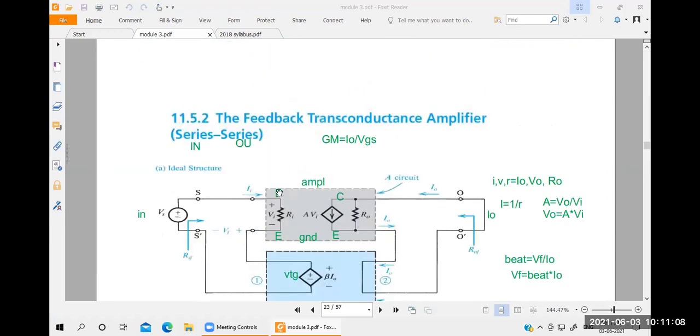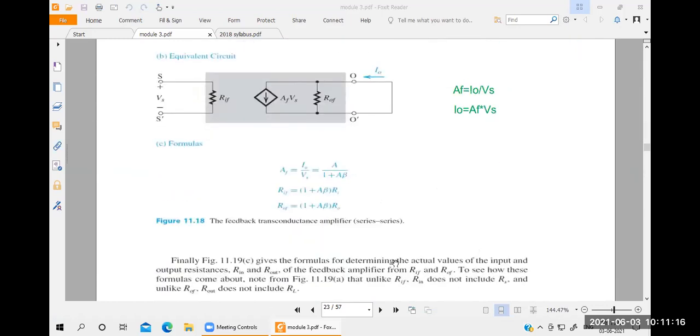Same thing here for the second amplifier, the transconductance amplifier. The input feedback and output feedback are in series. So for that, you can write the equation now: RIF is equal to 1 plus A beta into Ri, and ROF is equal to 1 plus A beta into R naught. This is the series connection equation. Understood? Same thing we do for the remaining amplifier. What is the remaining amplifier here?